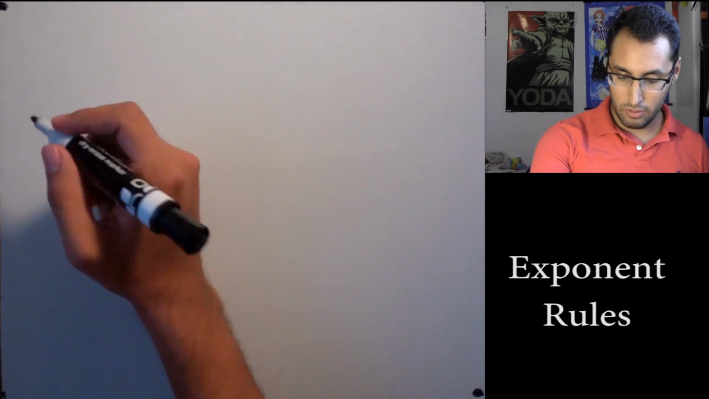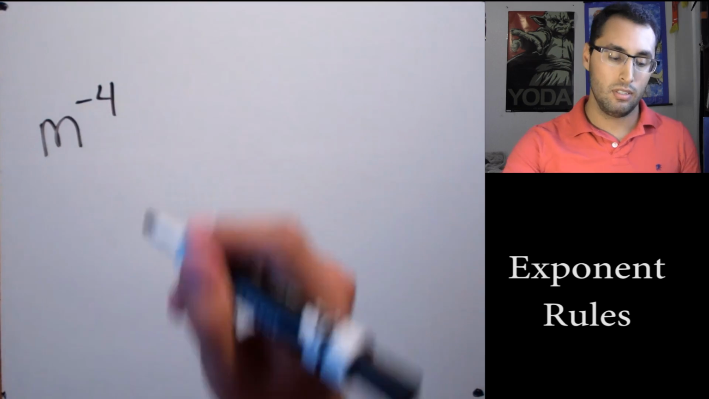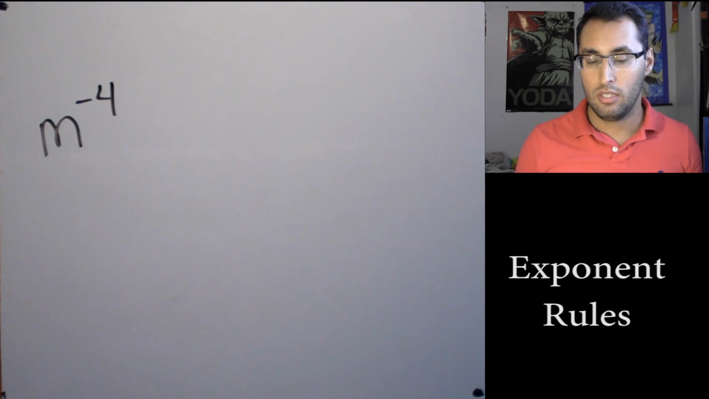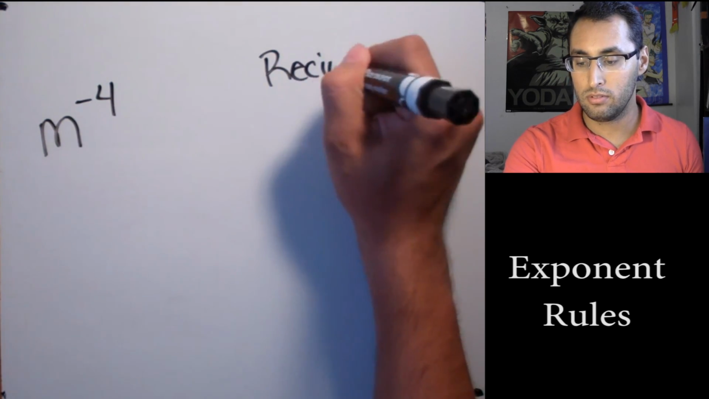Our example for this is going to be m raised to the negative 4th power. Now when you have a negative exponent, a key word that we need to use is called reciprocal.